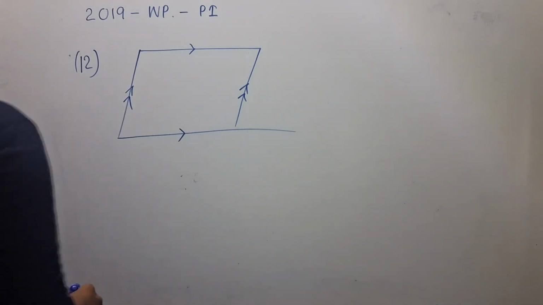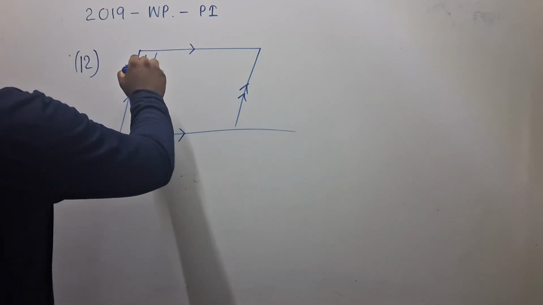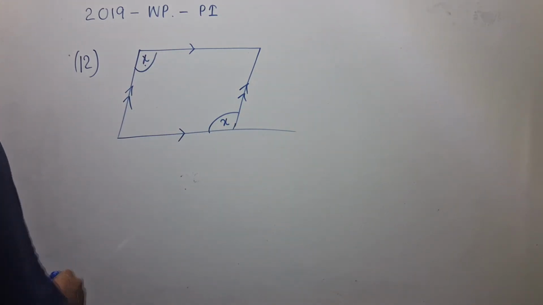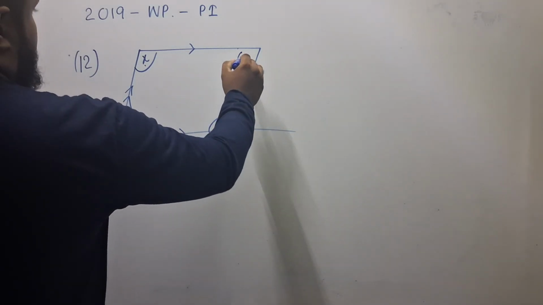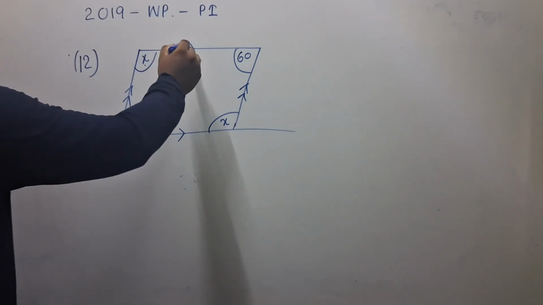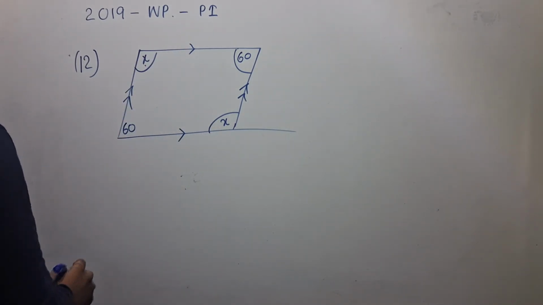What are the characteristics of a parallelogram? The opposite angles are similar. So if this is x, this also becomes x. And if this is 60, this is also becoming 60. Then, because they are parallel, there are right angles. So x plus 60 equals 180.